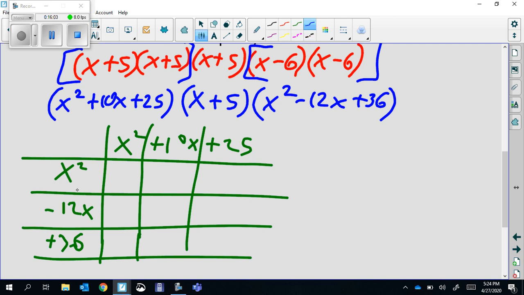All right, so as we multiply here, we multiply x squared to each of these. So x squared times x squared, times 10x, x squared times 25. And then negative 12x times all these things, so that's negative 12x to the third. 12 times 10 is 120, so negative 120.